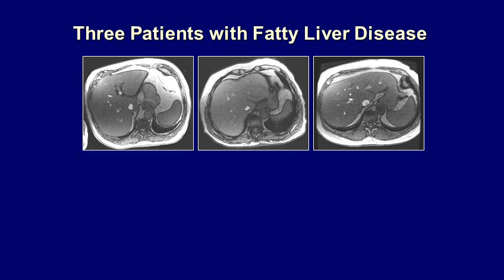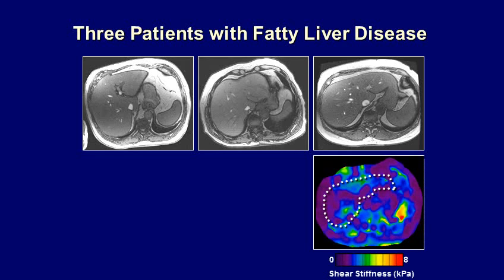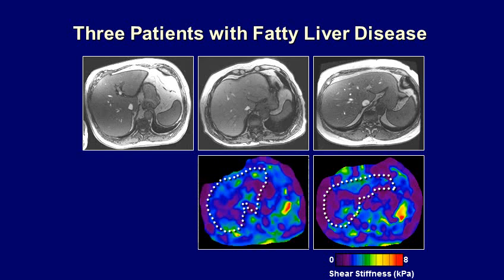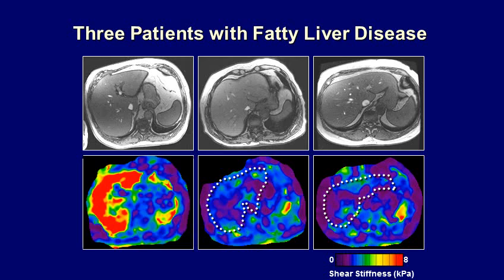Here is another example of 3 patients with known fatty liver disease. There is no anatomic abnormality here, so you can't tell from conventional imaging whether any of these patients is getting into trouble with progressive fibrosis. This patient has normal liver stiffness, as you can see. This patient also has normal liver stiffness. This patient, on the other hand, has markedly increased liver stiffness consistent with advanced fibrosis, and yet the liver anatomically is normal in appearance.